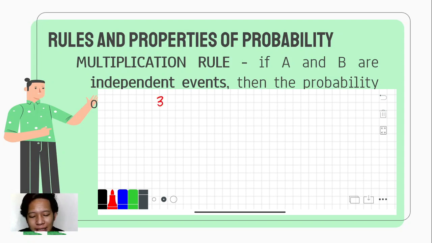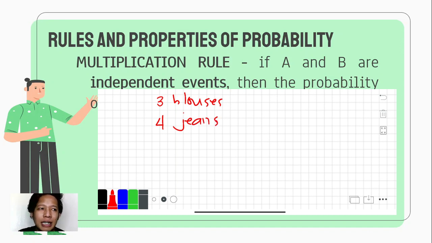You have 3 blouses. Let's say, for example, you have 3 blouses, and then you have 4 jeans, and then you also have 5 jackets. Okay, so let's say for example, we have this one. We are looking for the probability of getting a blouse and a jean.